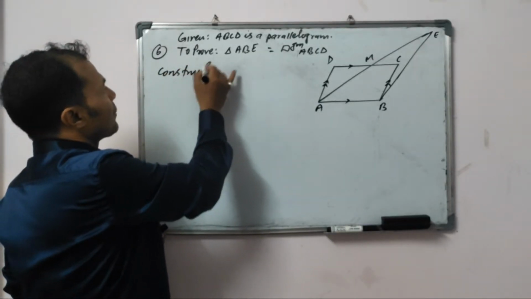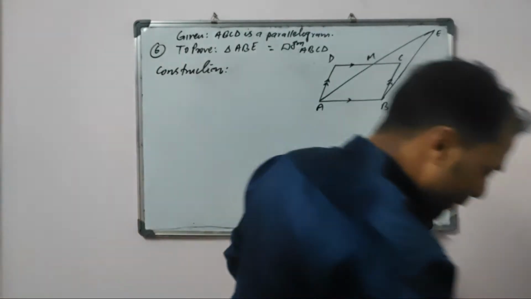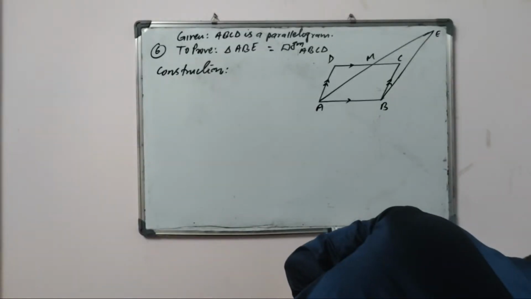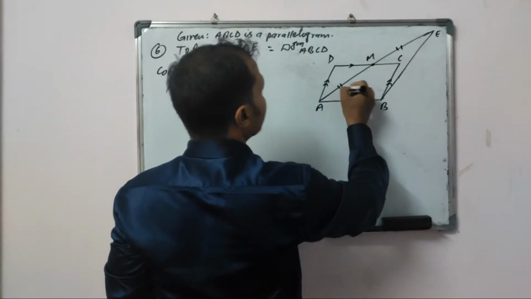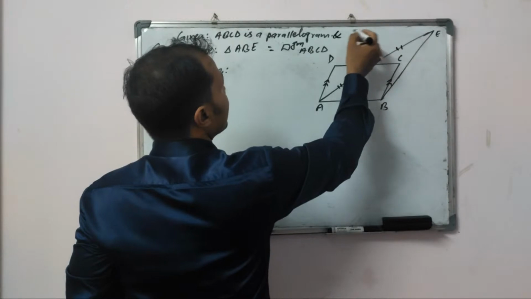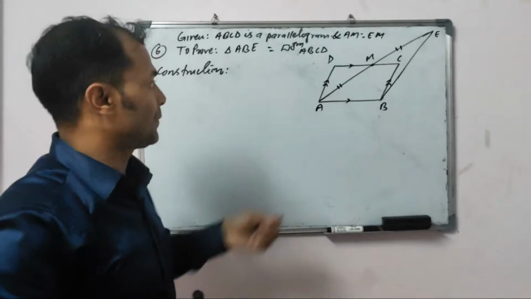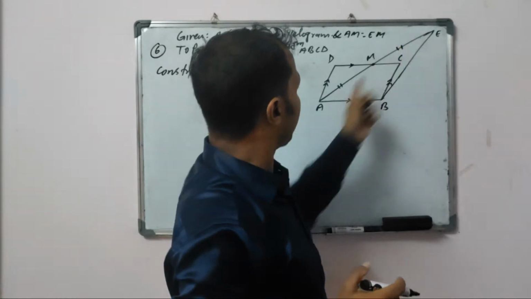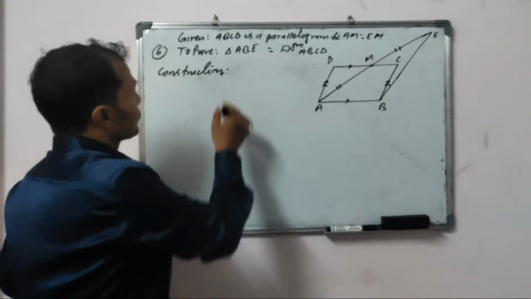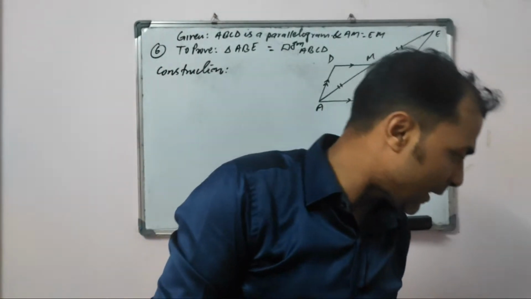Well, here we need a construction, and construction is quite simple. Here one more thing is given. Please remember this. These two are equal, sorry, AM equals EM. This is the midpoint. Now you have to prove that triangle ABE equals parallelogram ABCD. So what should we do for that? Any idea guys? Guess. Come up with some idea.